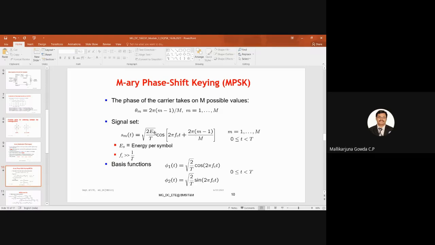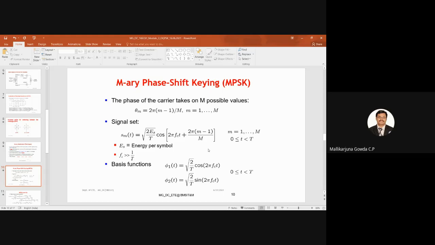As I said already, Es is the energy per symbol and Fc is our carrier frequency, which will be much greater than the symbol rate. And these are the two basis functions. One is phi 1 of t, which is equal to root of 2 by T cosine of 2 pi Fc t, and another one is phi 2 of t, which is equal to root of 2 by T sine of 2 pi Fc t.